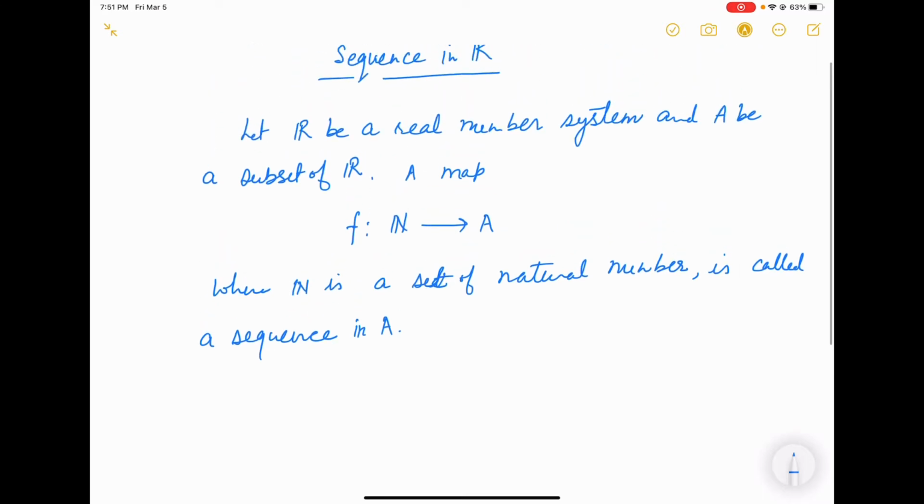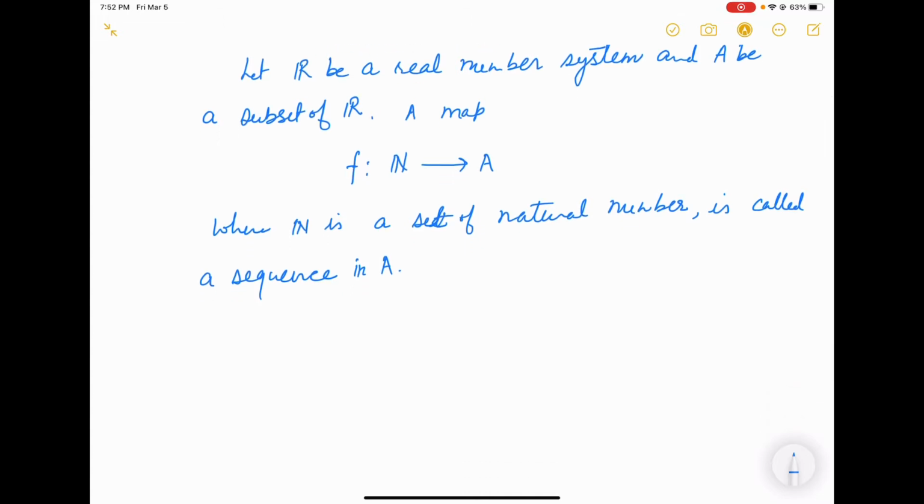What we have? Let R be a real number system and A be a subset of R. Then a map F from N to A, where N is a set of natural numbers, is called a sequence in A. If we represent F from N to R, then we may write F is a sequence in R. Still, when A is a subset of R, F is still a sequence in R. Actually, this contains real numbers.